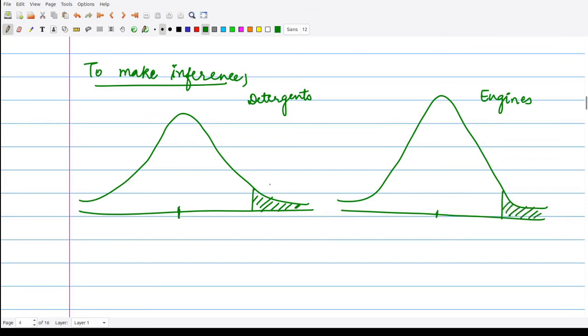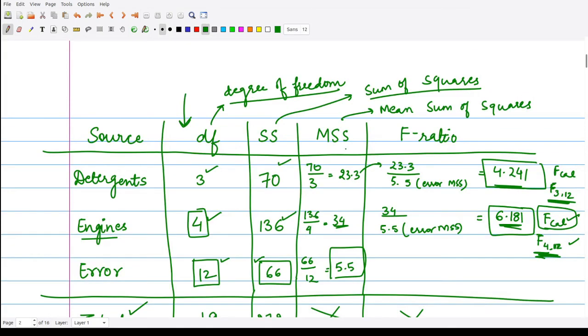So in the critical region, we will reject H0, and here in this case we'll reject H0. Here we will accept our H0, and because we are taking only the one-sided area, because in this case the value of F is always a positive quantity. We have calculated this F ratio 4.241 in case of detergents and 6.181 for engines. This is our calculated value. Now, in order to make our decision, we have to compare these two values with the tabulated value.